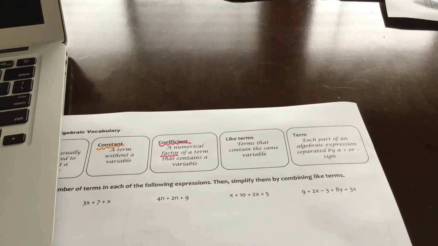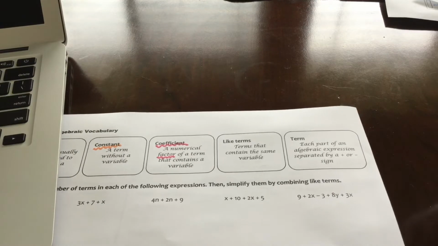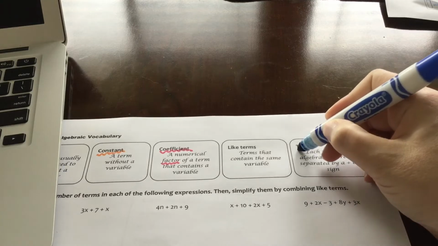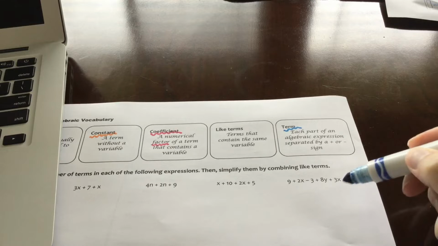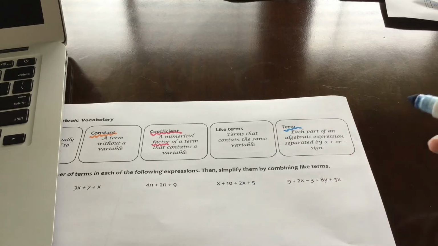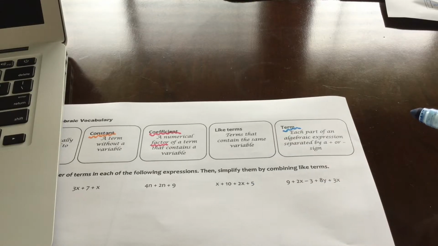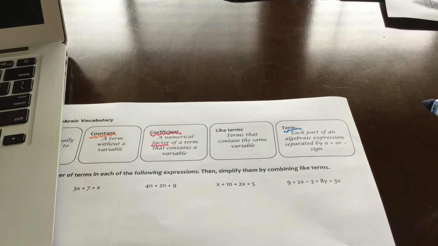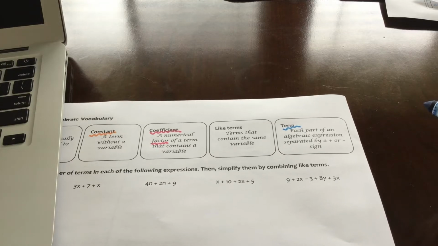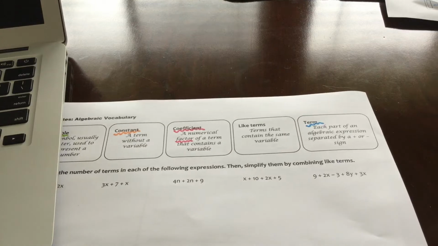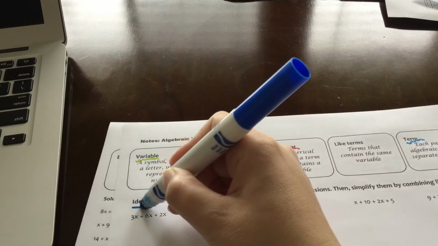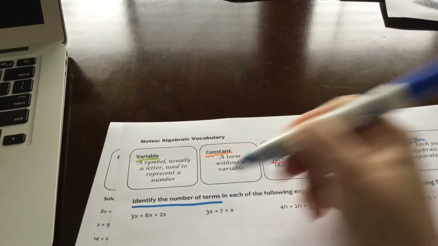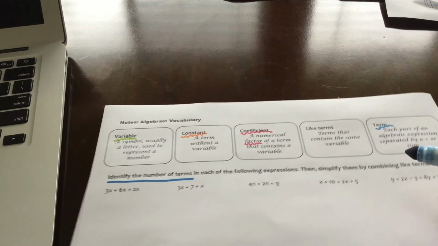I'm going to skip ahead to terms and then go back to like terms. A term is each part of an algebraic expression. These are all algebraic expressions. They do not have equal signs, and they contain algebra, unknown values. And terms are separated by a plus or a minus sign. That's even something that the directions say to do, is identify the number of terms in each of these expressions.